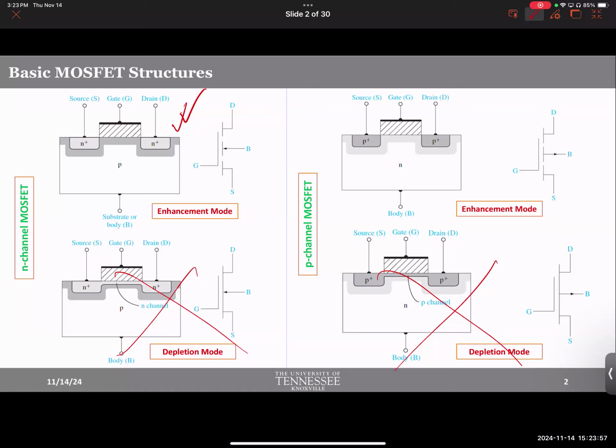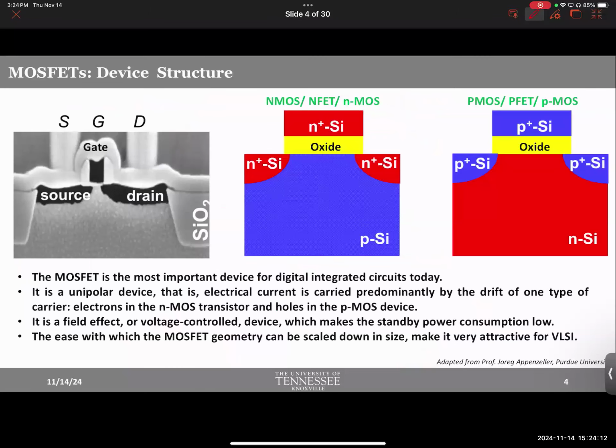The fact that we're going for VLSI, very large scale integration, billions and trillions, we have to make a call that, hey, we'll need devices that will always be off. Only when I need them, I'll turn them on. So we chose enhancement mode. Got it? Okay, let's move to the next one.